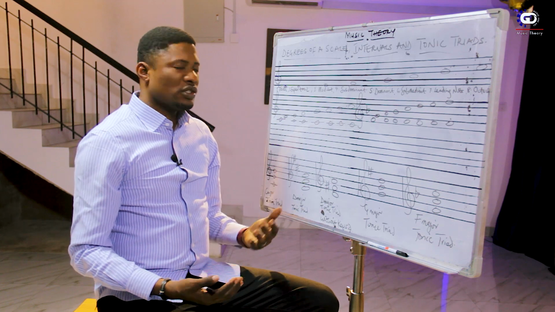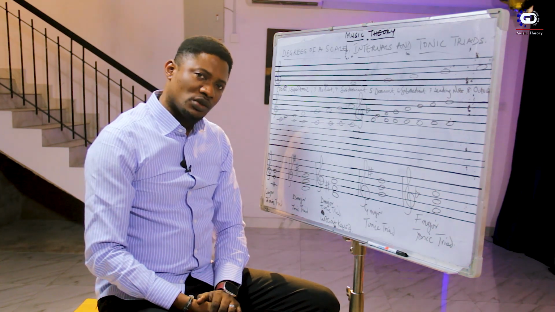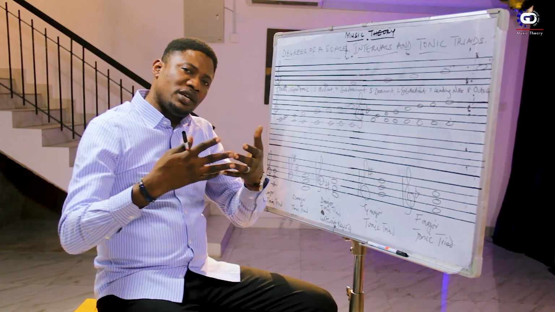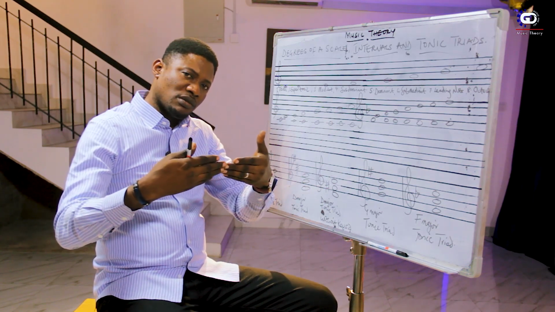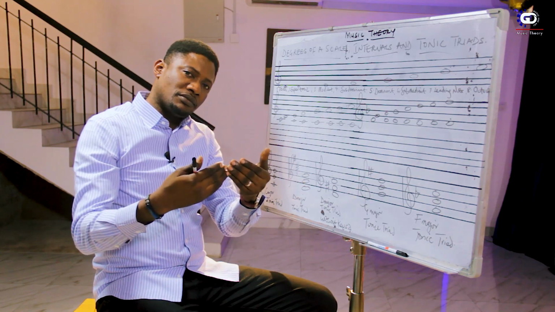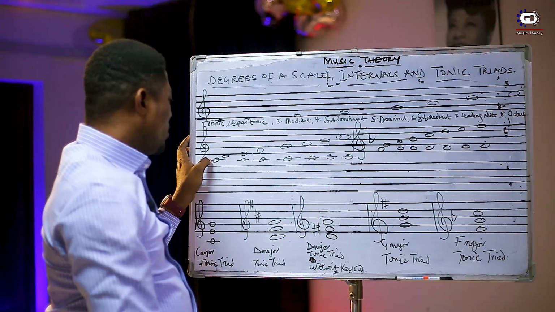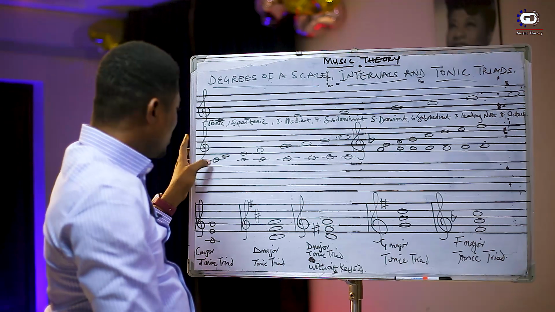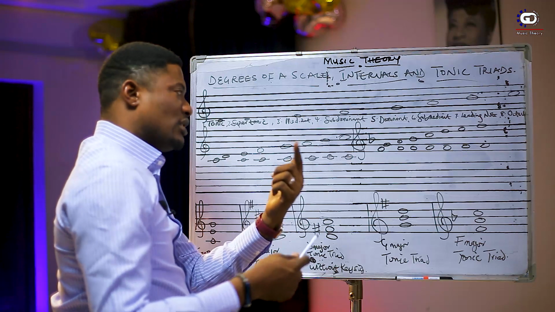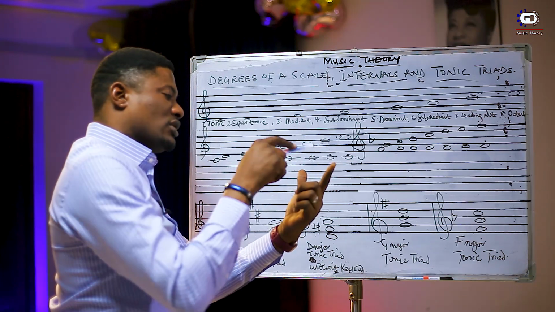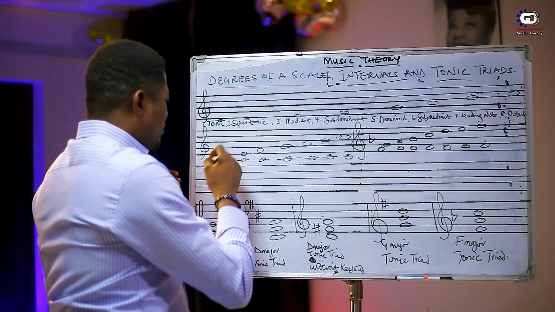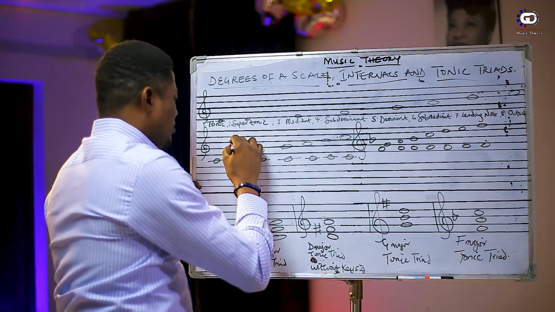Intervals is one of the easiest topics in the theory of music to understand. The interval is a distance in pitch between two notes, whether on top of each other or by the side, right? So for instance, this is C to D. Interval is just counted by numbers. So this is C and this is D, so it's a second. So you have C to D is a second.